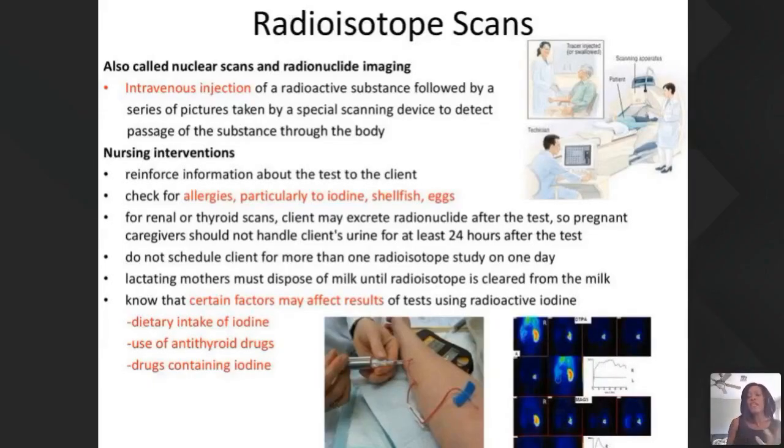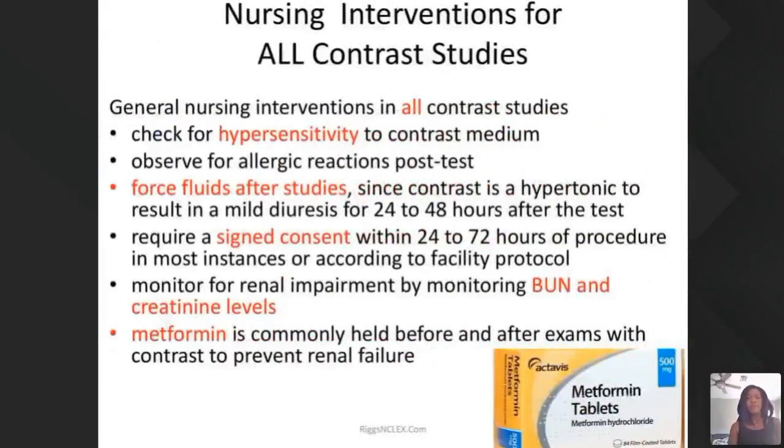There are some things that affect the result of these tests. If you have a diet high in iodine, I need to know that. I need to assess that, because then my results are not going to be the real thing. If you are on anti-thyroid medications, or on anything that's high in iodine, I need to assess that for a radioisotope scan.